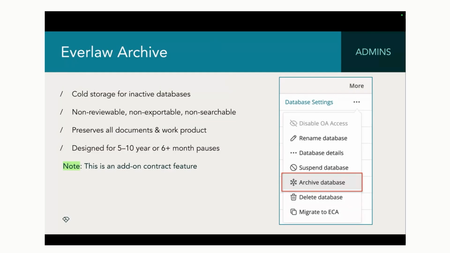All right, we're kicking things off with Everlaw Archive. Everlaw Archive is a feature that allows you to place inactive databases into cold storage. This is designed for matters that you need to retain for the long term, think maybe 5 to 10 years, or a pause for more than 6 months. Even though you can't actively work in the database while it's archived, Everlaw is going to preserve all of your documents, your work product, and configurations exactly as they are so that you can restore the database later if you need to.